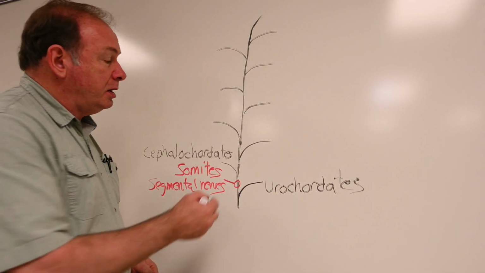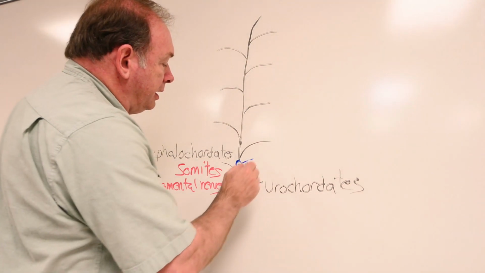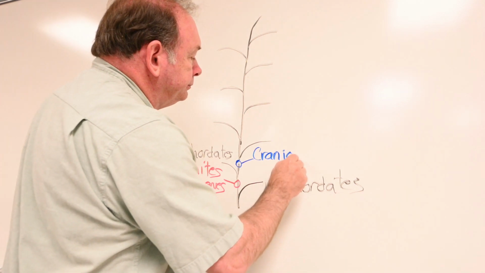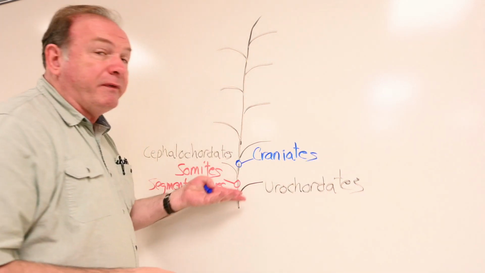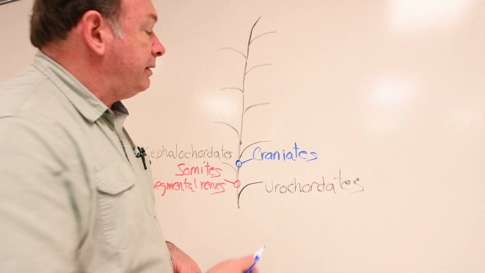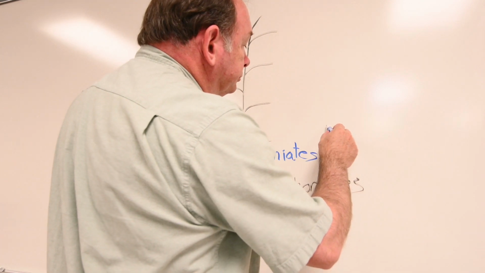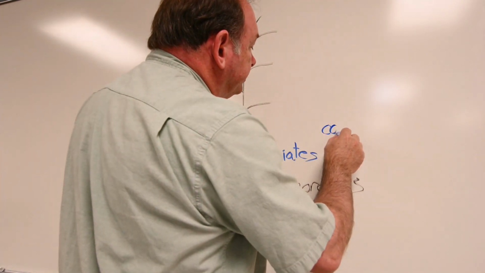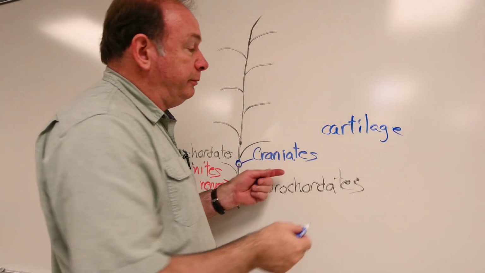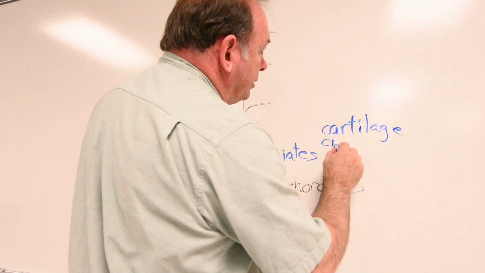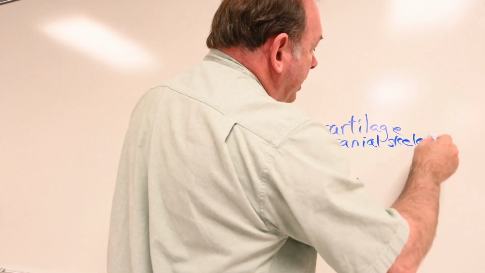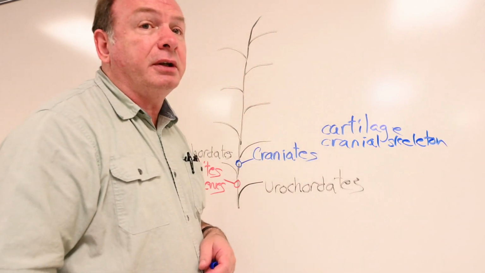Okay, we have our somites and segmental nerves giving rise to the cephalochordate group in there, and then next, above that, right here, this entire group from here on up we're going to refer to as craniates. Craniata subphylum we're talking about here. Some of the features of the craniata: the existence of cartilage that helps us to form that cranium. We call it the cranial skeleton.